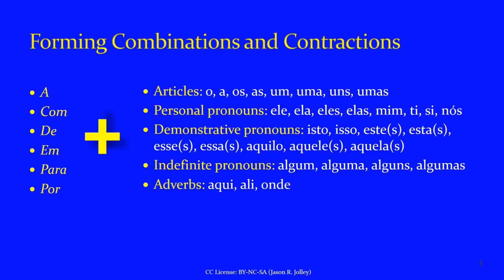So contractions are formed by combining the prepositions you see on this slide with various other parts of speech, including certain articles, personal pronouns, demonstrative pronouns, definite pronouns, and adverbs. And you can see some examples of the ones that form combinations and contractions here on the slide.